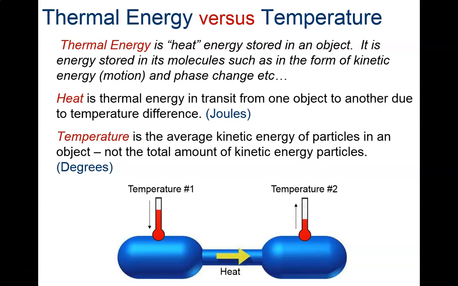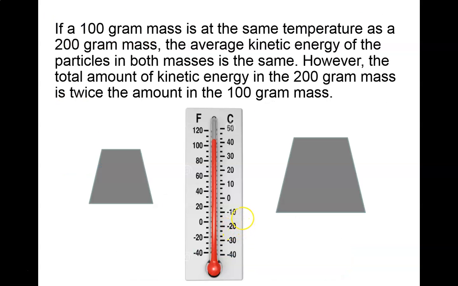And temperature is known as the average kinetic energy of the particles in an object, not the total amount of kinetic energy. That would be more related to thermal energy. It's the average kinetic energy. Basically, it's how fast the atoms are moving in a substance. It's a relationship of that. So the difference between temperature and thermal energy.